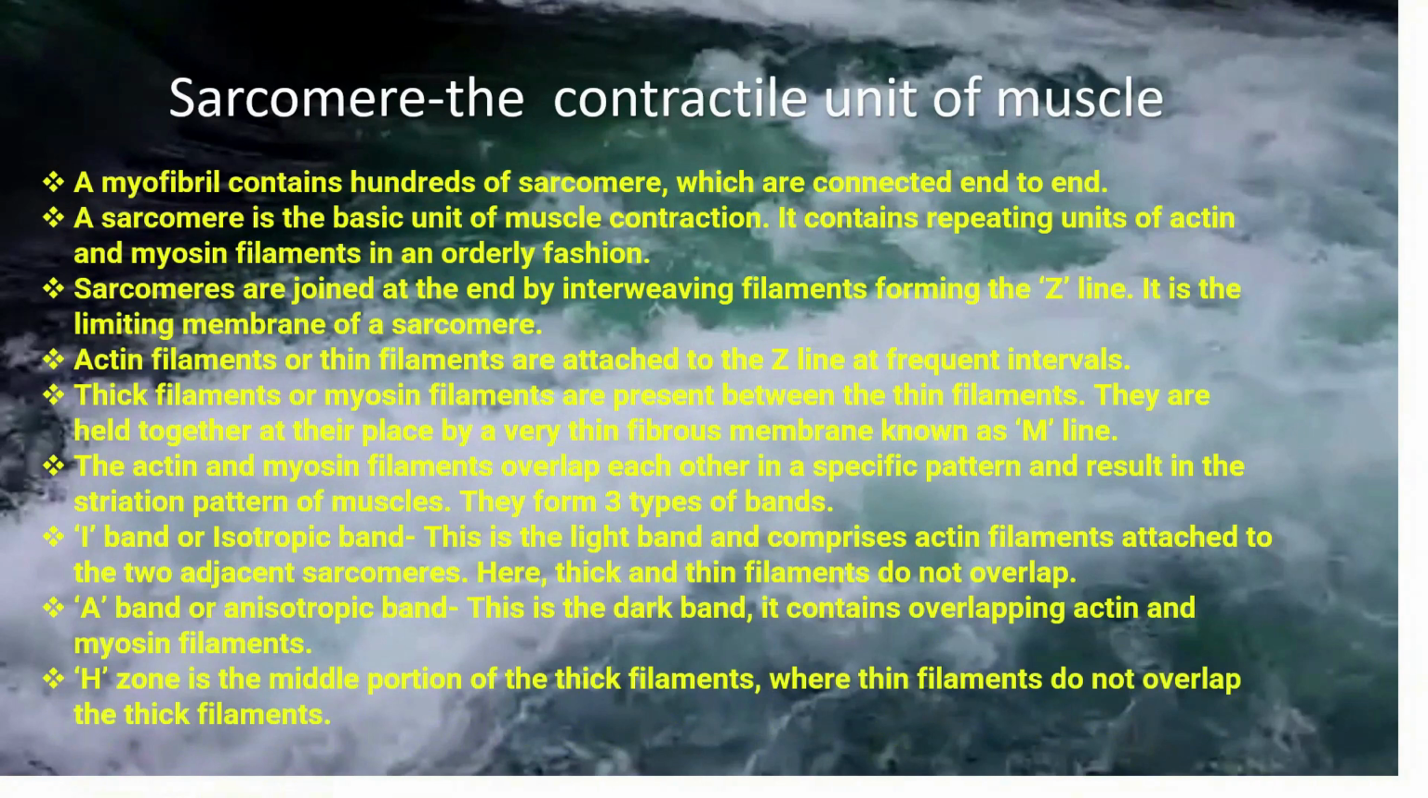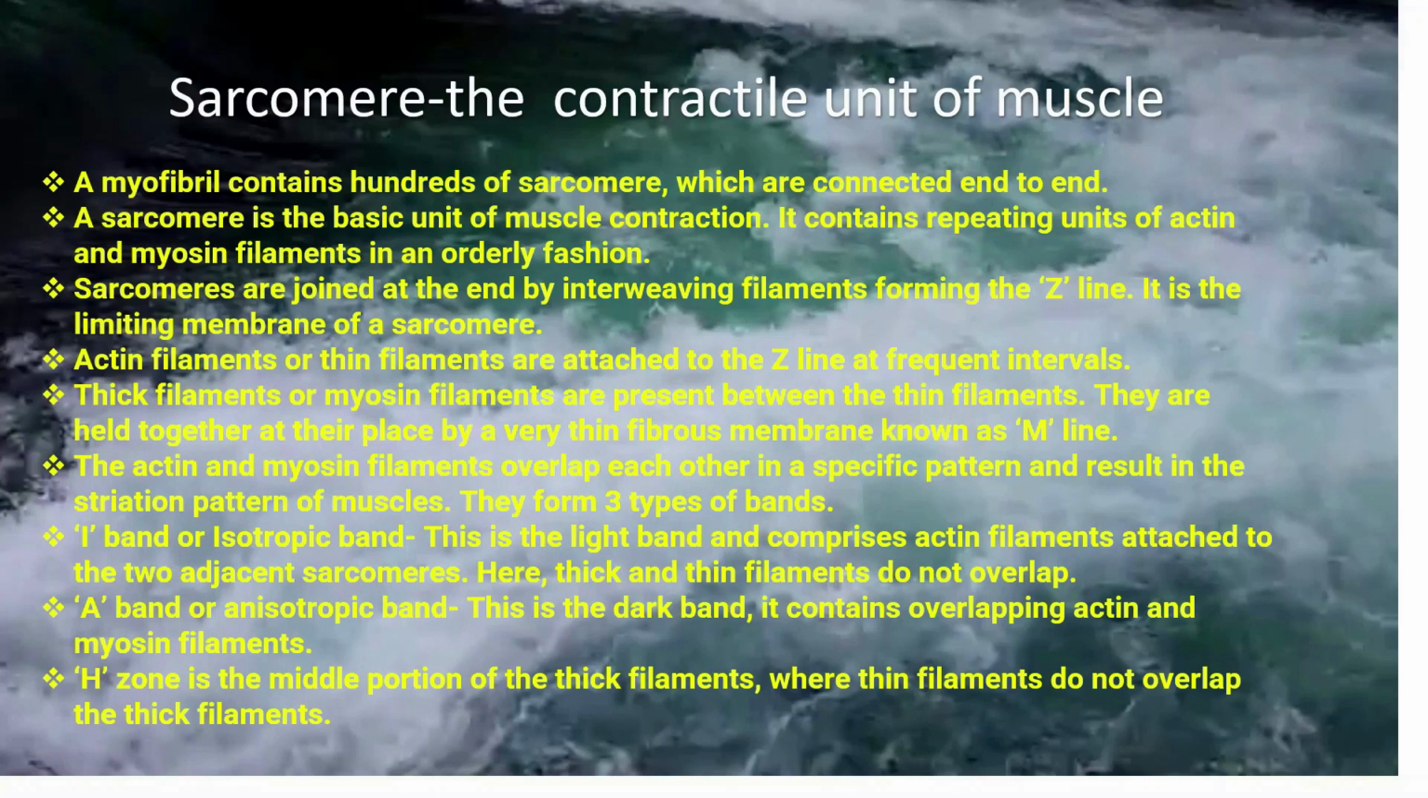Actin filaments, or thin filaments, are attached to the Z-line at frequent intervals. Thick filaments, or myosin filaments, are present between the thin filaments. They are held together in their place by a very thin fibrous membrane, known as the M-line. The actin and myosin filaments overlap each other in a specific pattern, and result in the striation pattern of muscles.